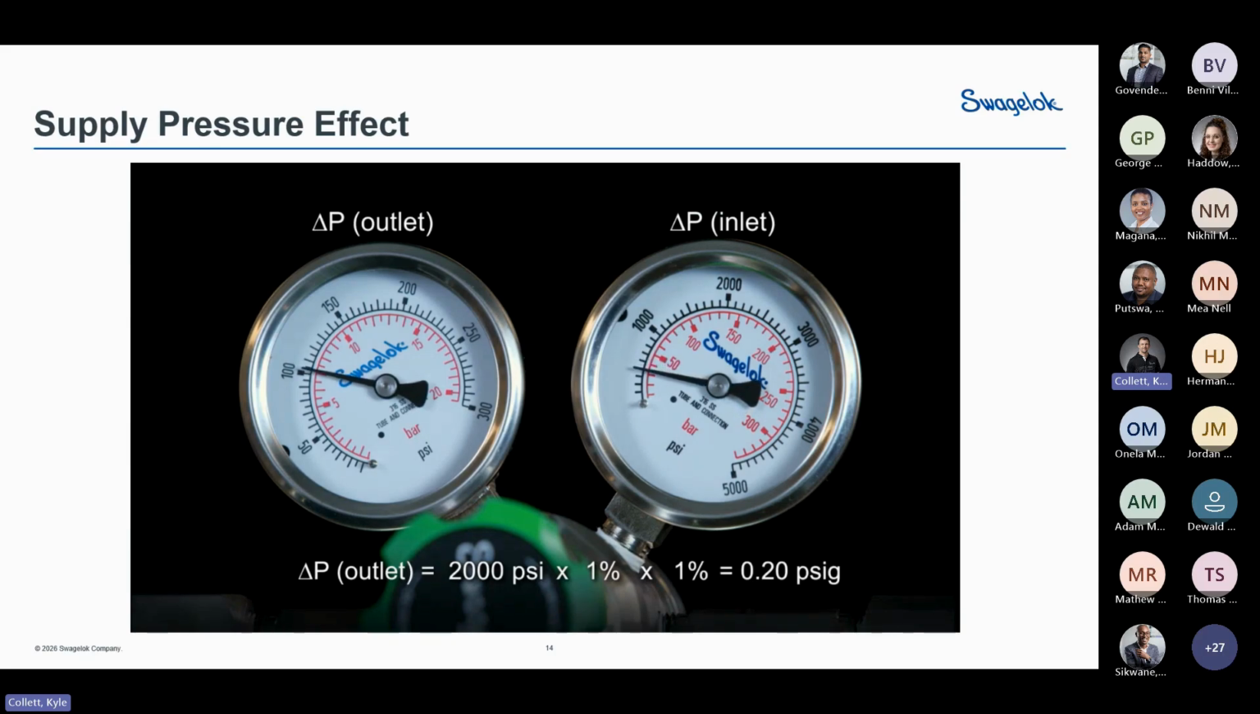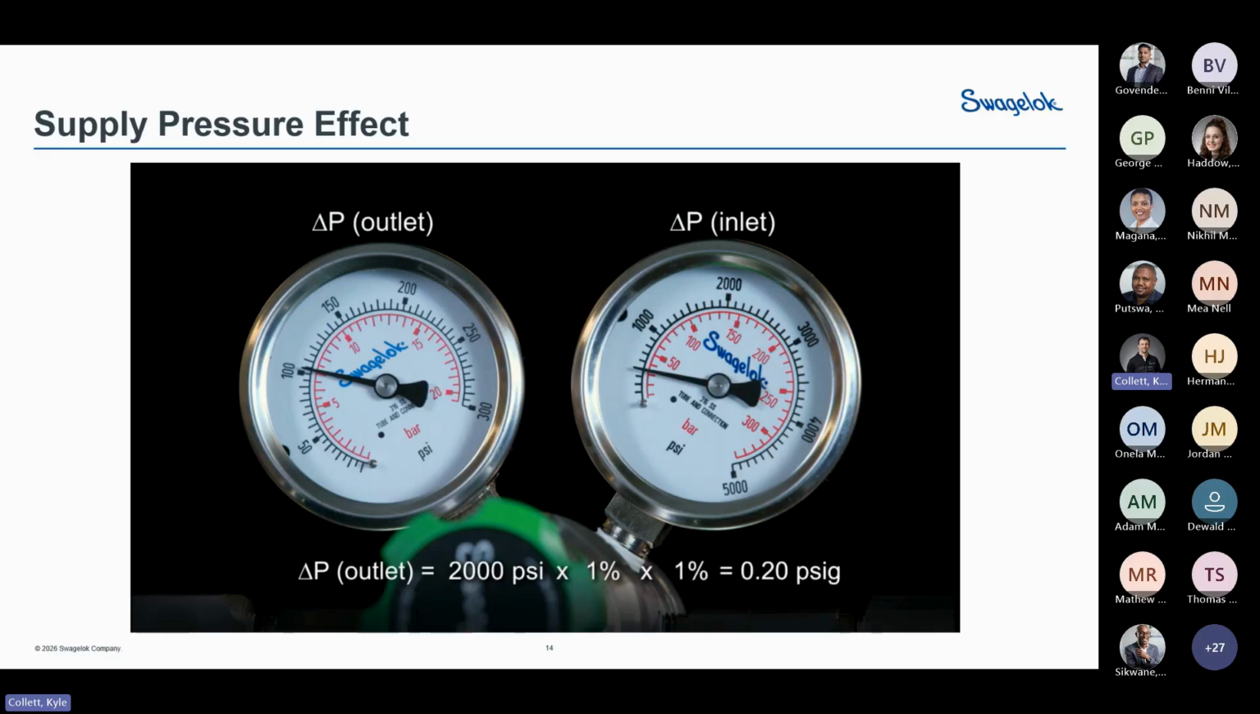The net result is a minimal pressure decrease that is only 0.01% of the initial cylinder pressure drop. 0.01 bar or 0.20 psig equals 137 bar or 2000 psig times 0.1 times 0.1.